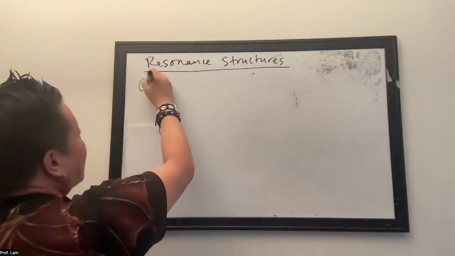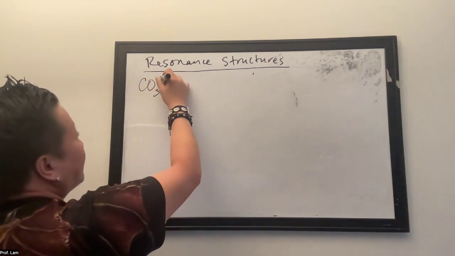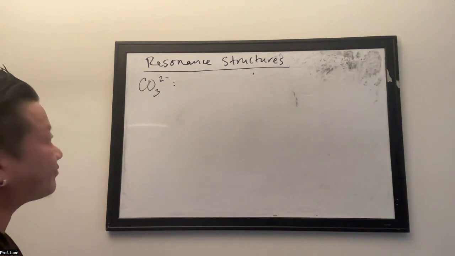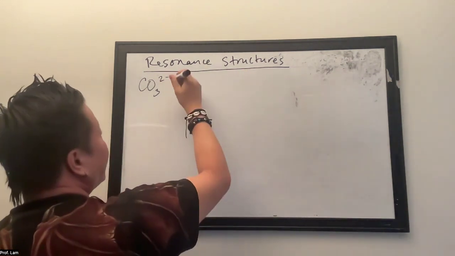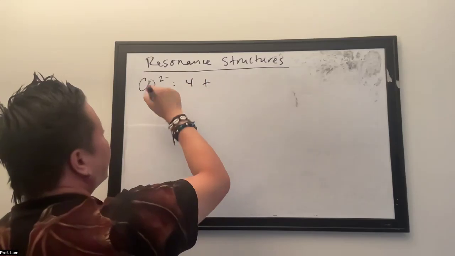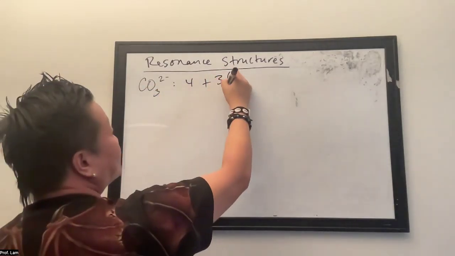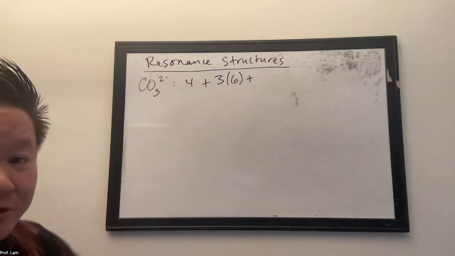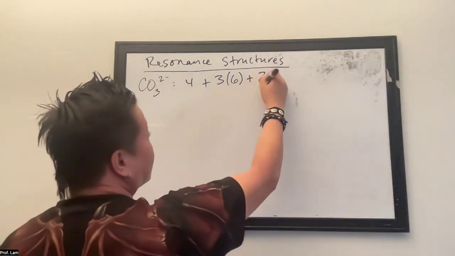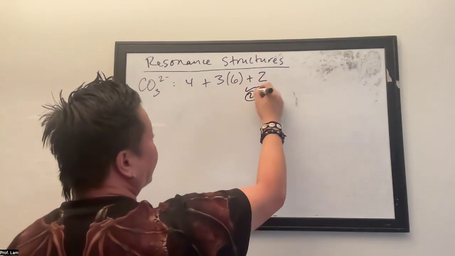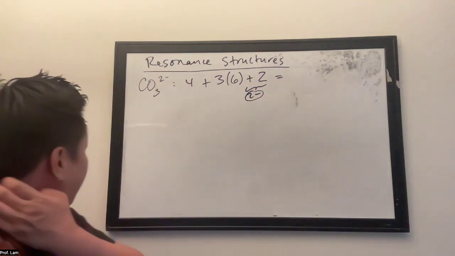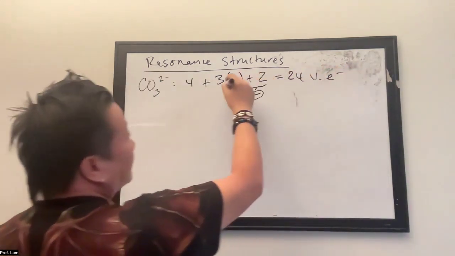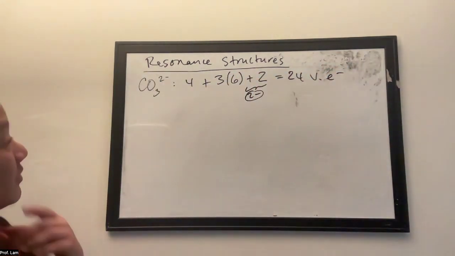Let's do the carbonate anion. Carbonate is CO3 2 minus. So again, with our valence electrons, carbon has 4. Oxygen has 6, but there's 3 of them, so 3 times 6. And then the 2 negative tells you there are 2 extra electrons. You'd add 2, right? That's because of the 2 negative. Okay, so total we have what, 24, right? 18 plus 2, 20, 24.